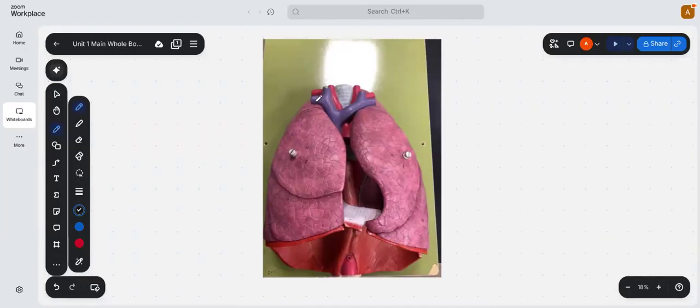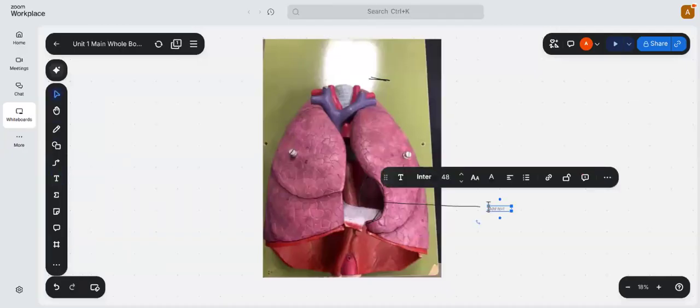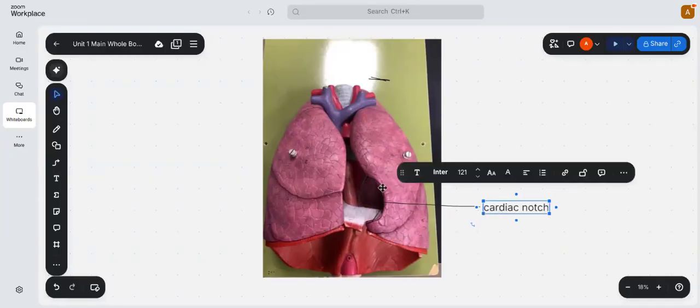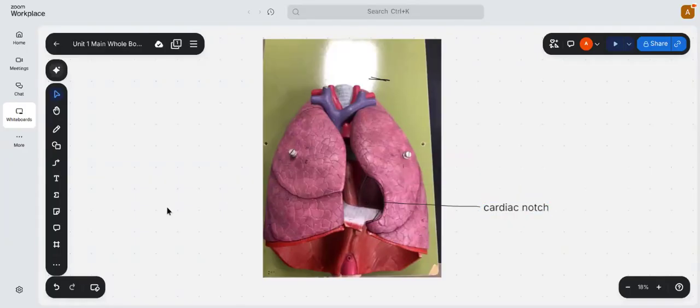So you have your right and your left lung. You know that this is going to be the left lung, this one on this side, because it has this cardiac notch over here. It kind of looks like a crescent moon. So this over here would be your cardiac notch. And it basically just creates a space for the heart to sit in so that the heart can have room to be situated within the body.